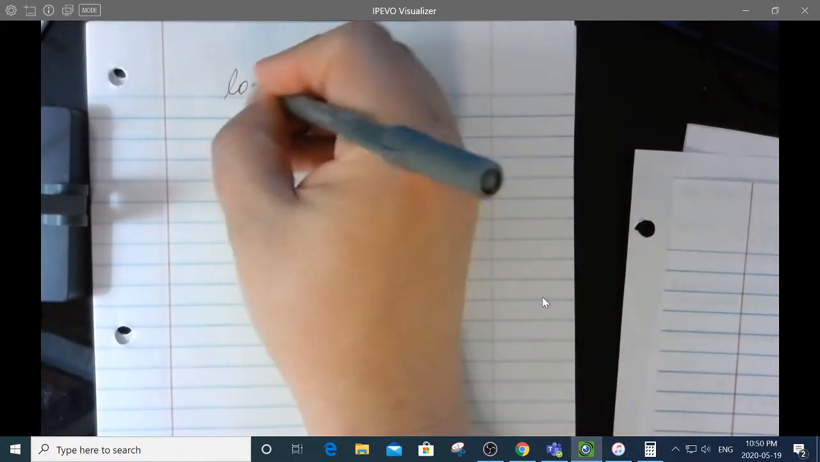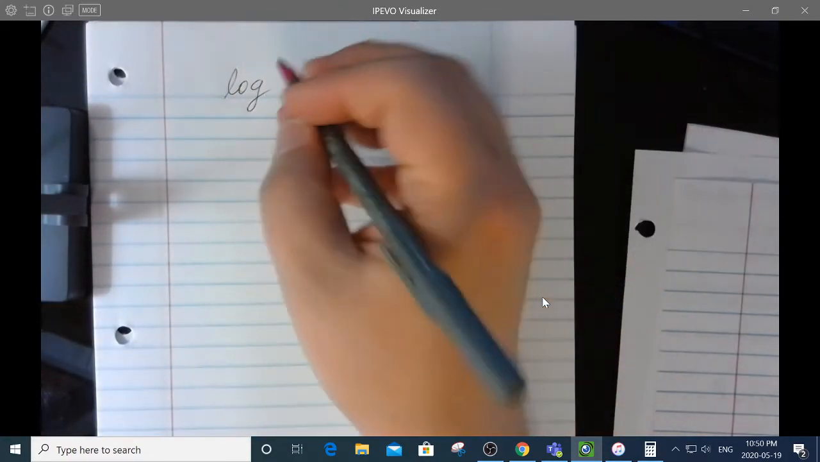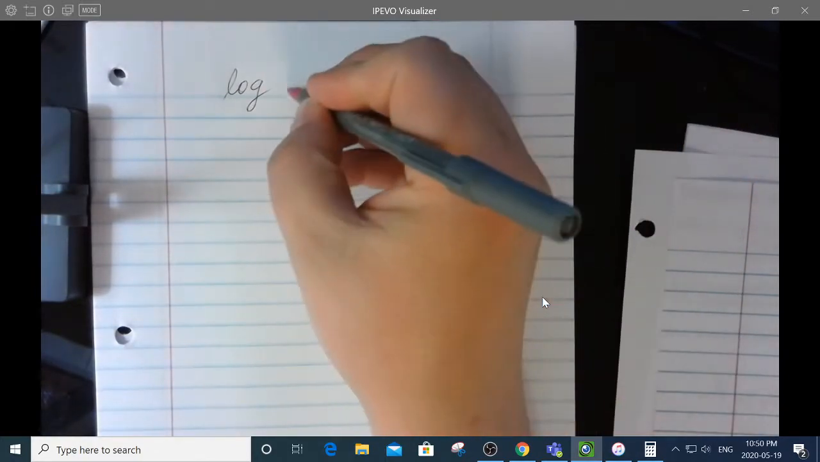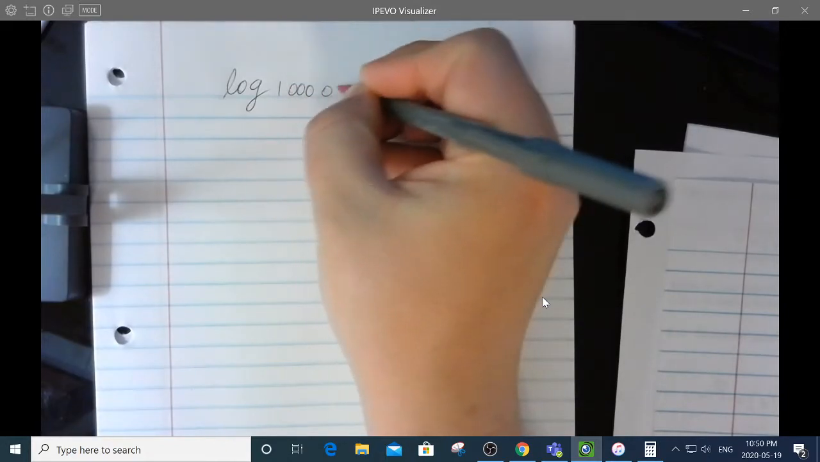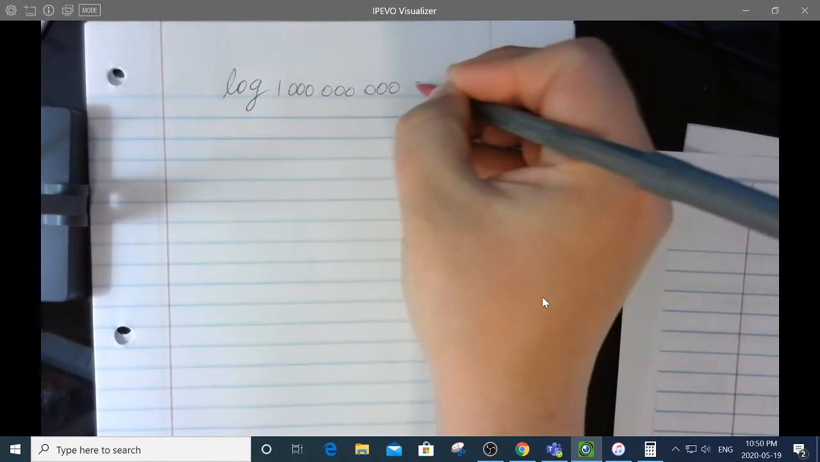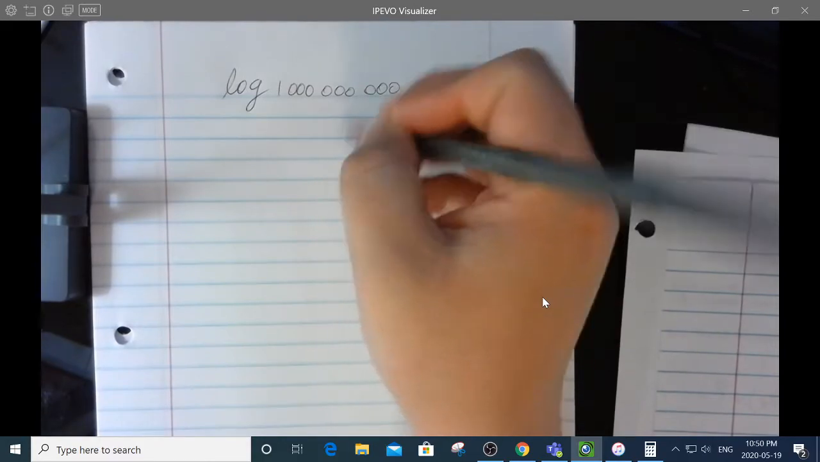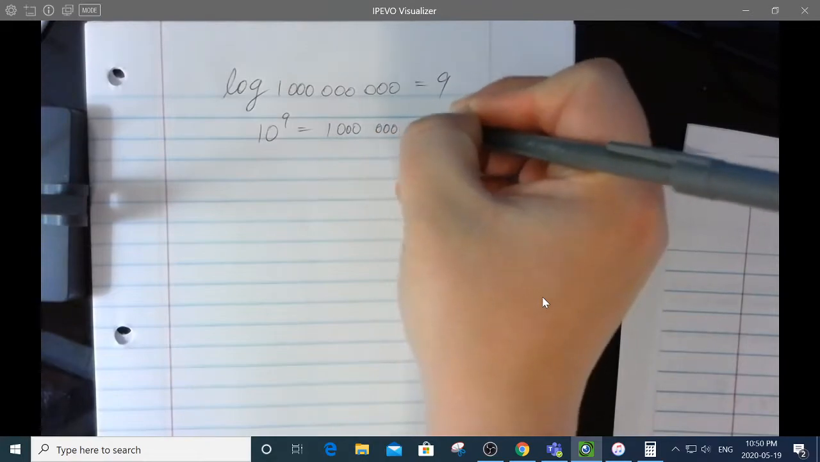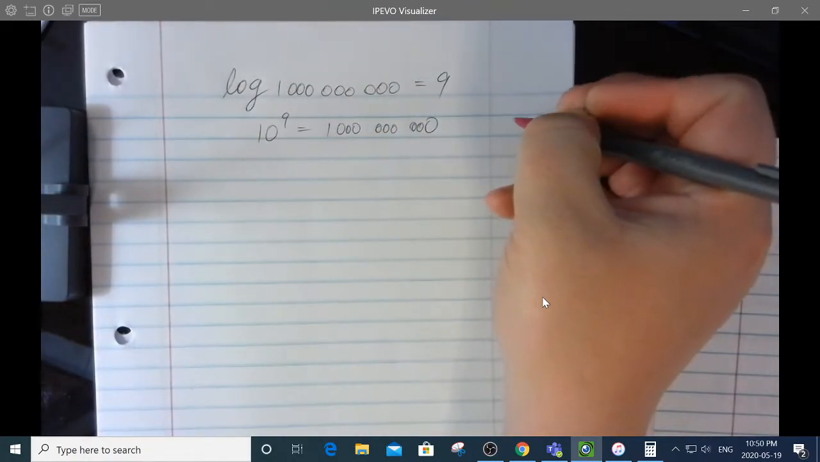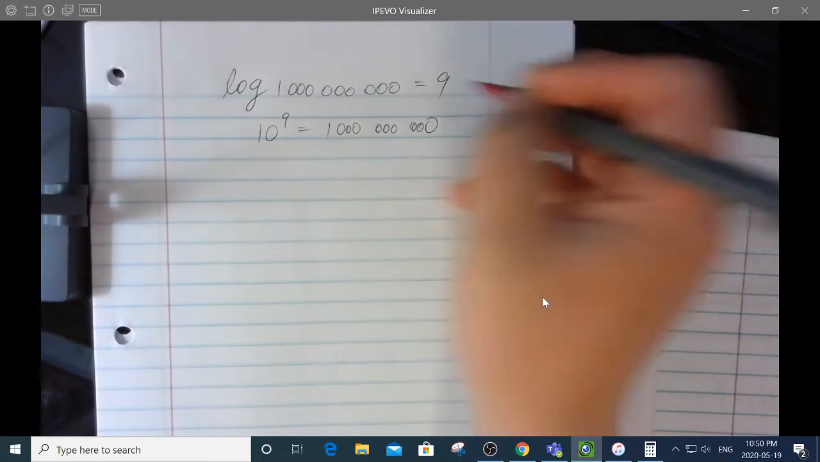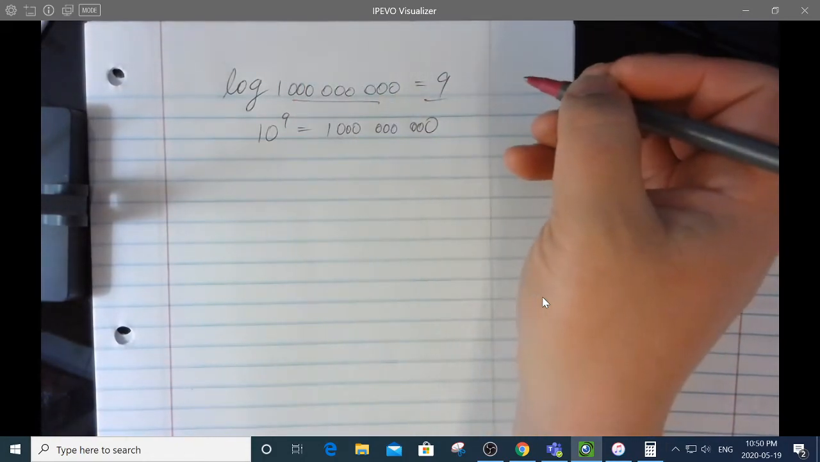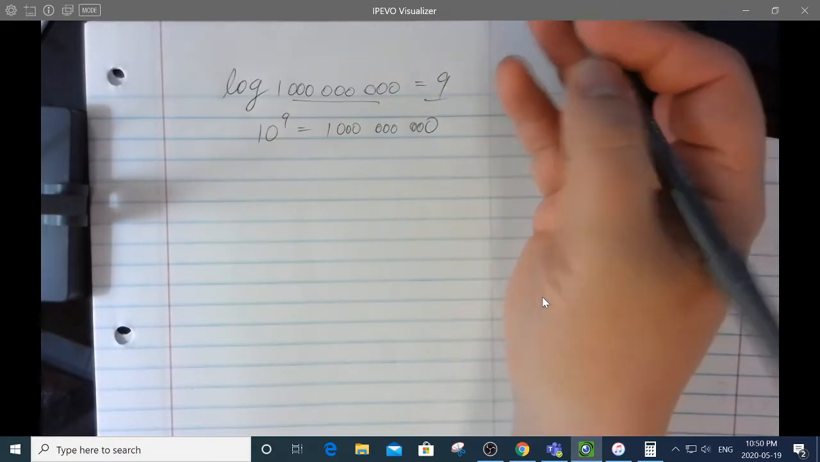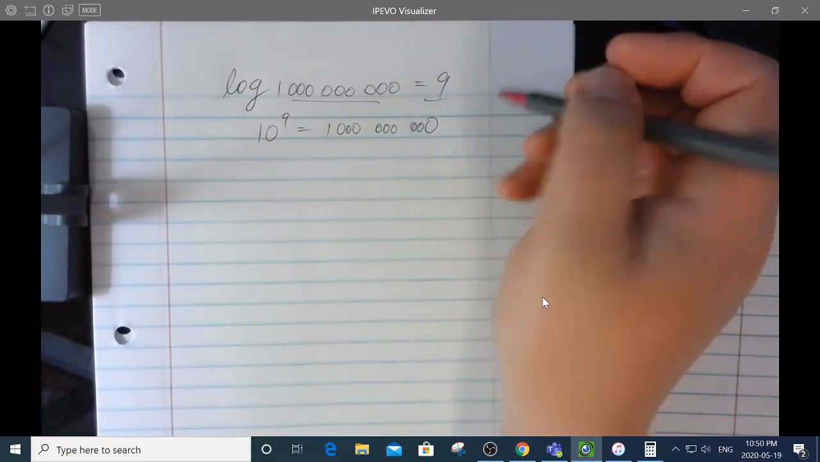Remember, when I write the word log symbolically like this, that means I assume a base of 10 when no base is given. So the log of a billion is simply 9, because 10 to the power of 9 is 1 followed by 9 zeros. So think about the simplification that happens with great big numbers by turning them into logs. Logarithms helped mathematicians in those days work with really large numbers in a way that was very, very efficient.